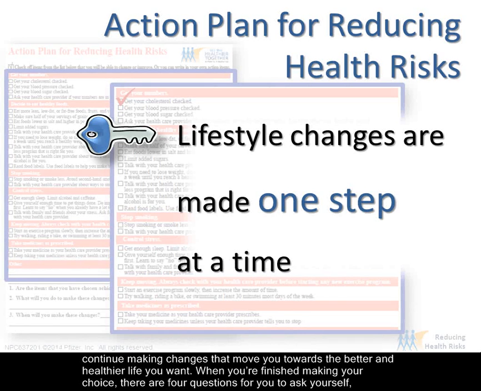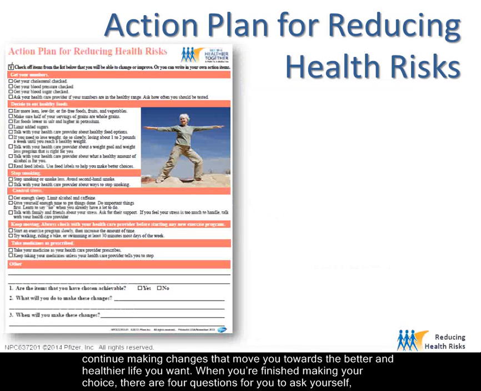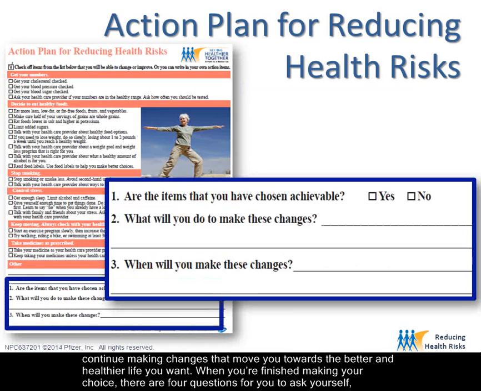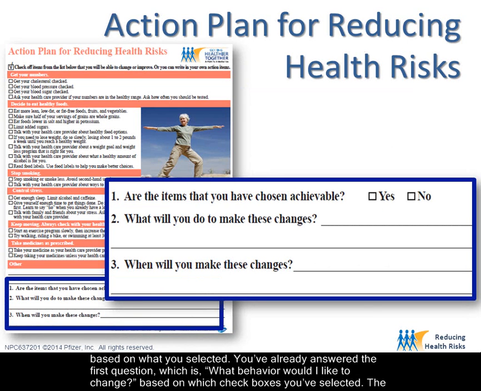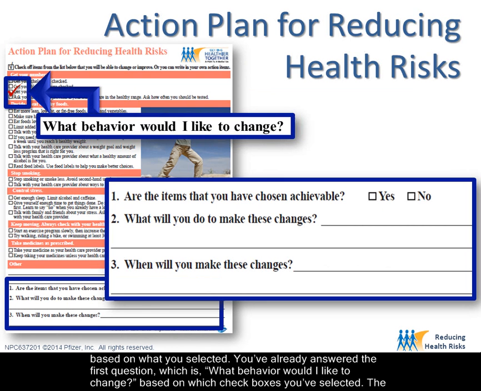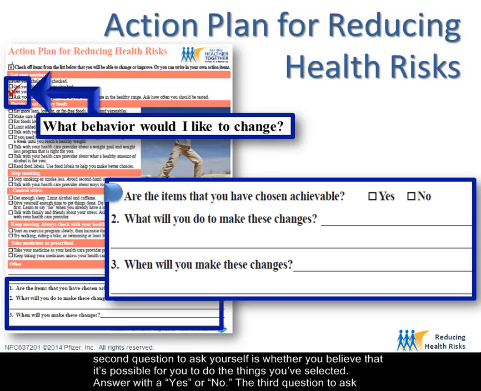When you're finished making your choice, there are 4 questions for you to ask yourself based on what you selected. You've already answered the first question, which is, what behavior would I like to change, based on which checkboxes you've selected. The second question to ask yourself is whether you believe that it's possible for you to do the things you've selected. Answer with a yes or no.